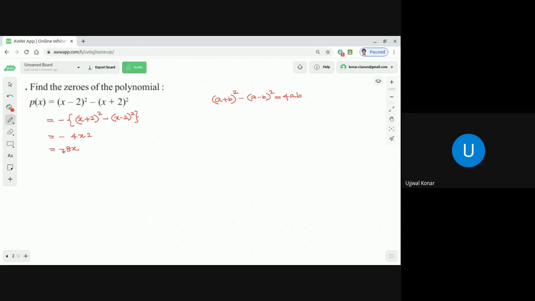Now, what are the zeros of this polynomial? x equal to 0. That means for what value of x, p of x is 0. p of x is 0 for x equal to 0. Did you get it? Yes. Okay. Done. Can you proceed to DPP 8, dear students? Could you please say yes, no, what? Yes, sir.